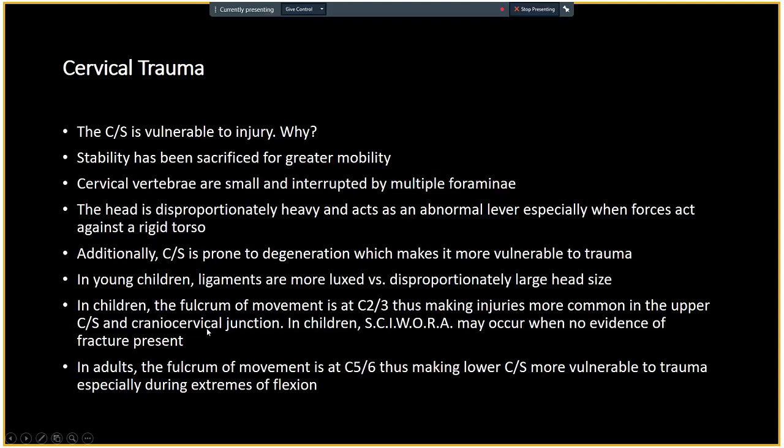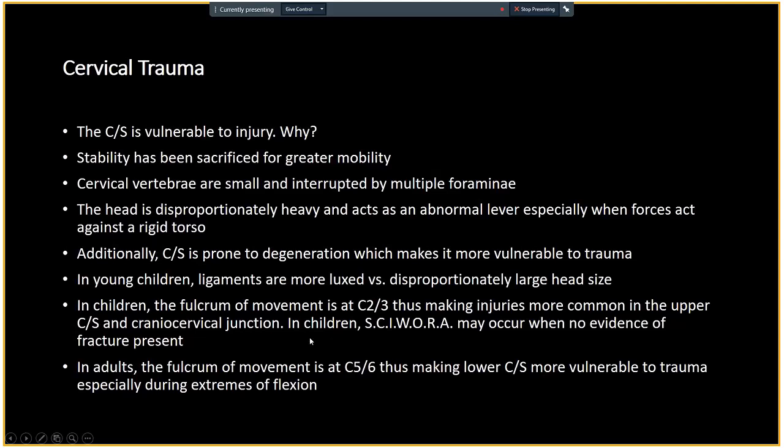In addition, in children, due to the high flexibility of the cervical spine and the fact that the ligaments are relatively lax, you may experience a situation known as SCIWORA syndrome, which stands for spinal cord injury without radiographic abnormality. In other words, you may not note a significant fracture or dislocation, but the child may have significant neurological compromise.